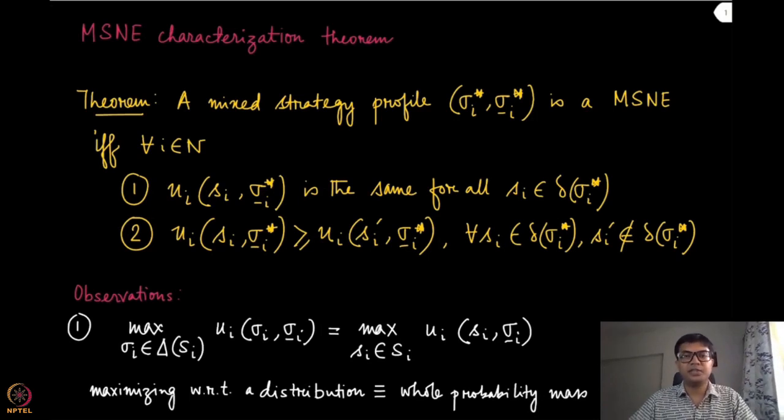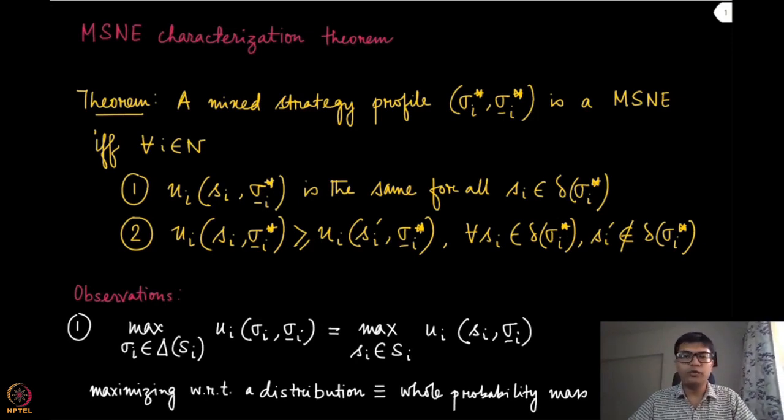It says that a mixed strategy profile (sigma_i star, sigma_minus_i star) is a mixed strategy Nash equilibrium if and only if these two conditions hold for every player. The utility of that player when it plays the pure strategy s_i and the other players pick the mixed strategy sigma_minus_i star is going to be the same for all these strategies in the support of sigma_i star. And the second condition was that this utility is going to be at least as much as the utility of any other strategy which is not in the support. Okay, so let's try to prove that.